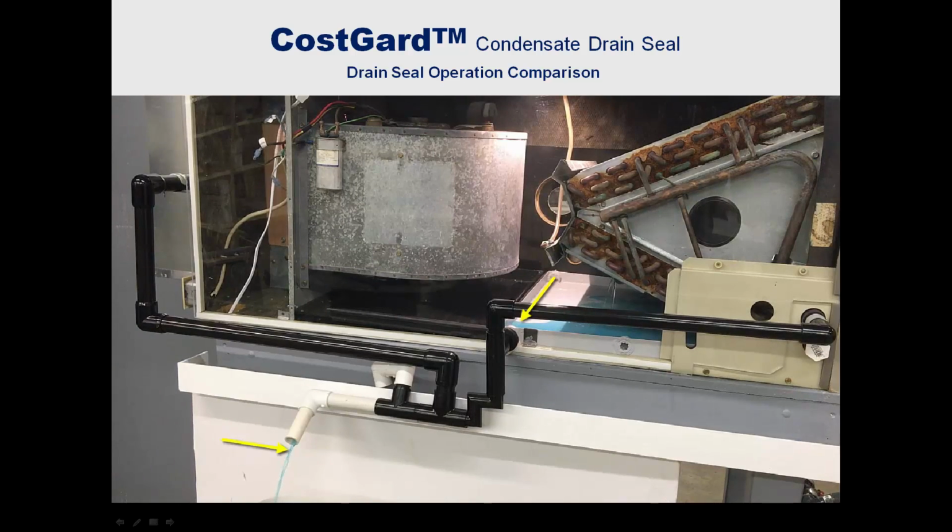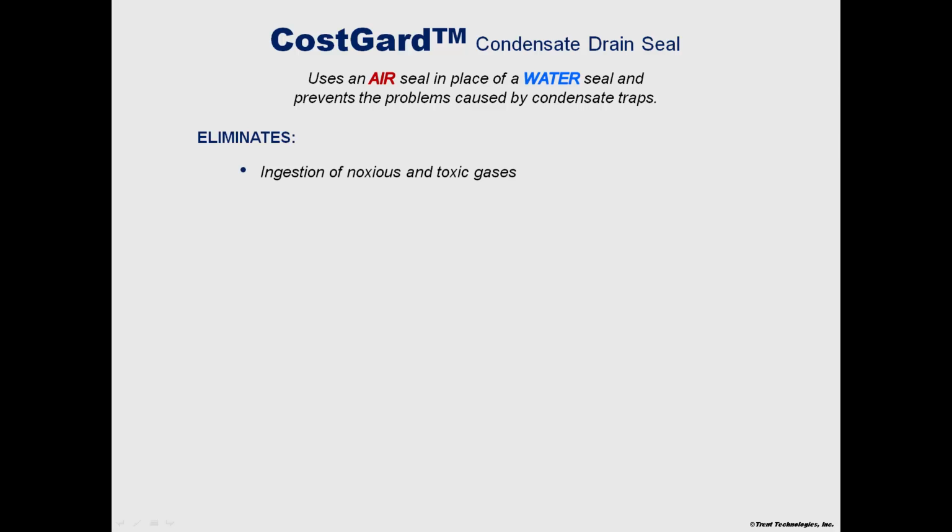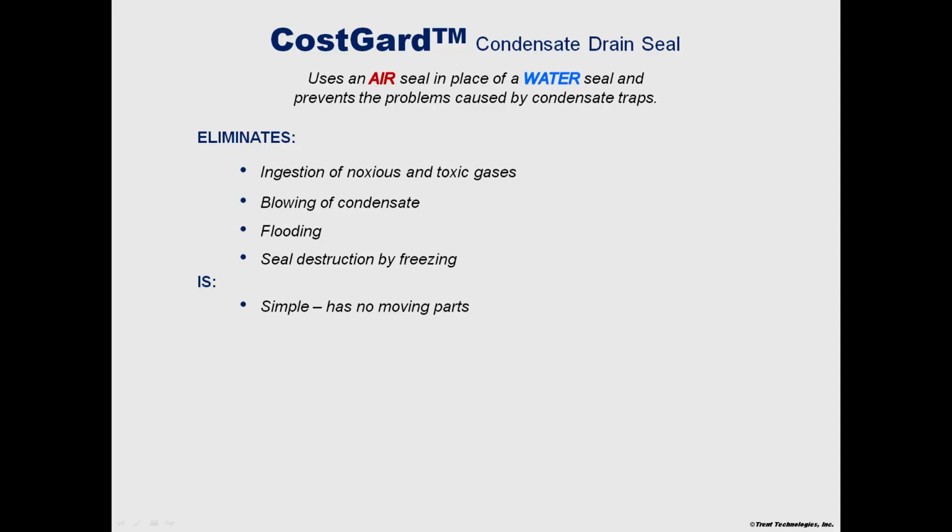A key feature of the CostGard condensate drain seal is that it uses an air seal in place of a water seal, and therefore prevents the problems caused by condensate traps. It eliminates the ingestion of noxious and toxic gases through the condensate drain line, the blowing of condensate by air entering the drain connection, flooding caused by excessive negative pressure or trap blockage, and it precludes the possibility of seal destruction by freezing temperatures. It is simple, has no moving parts, it is self-cleaning, self-regulating, and virtually maintenance-free.